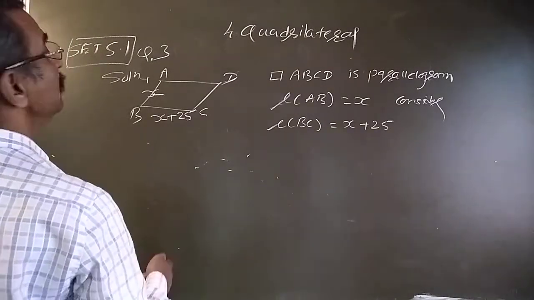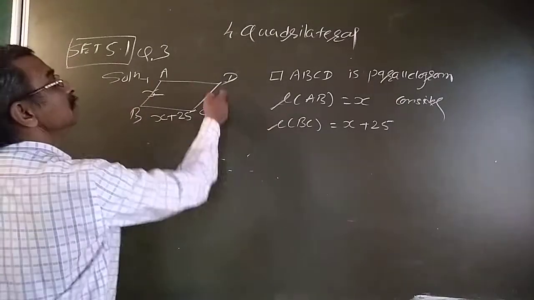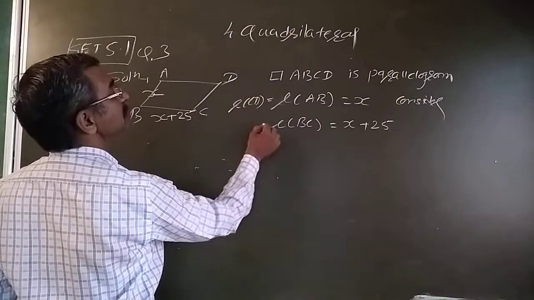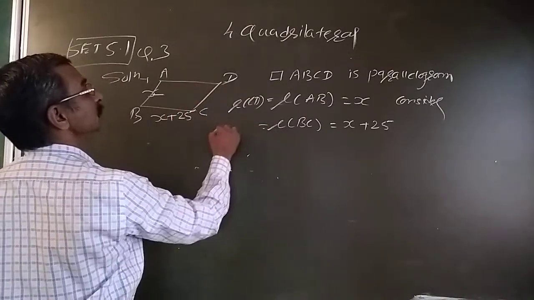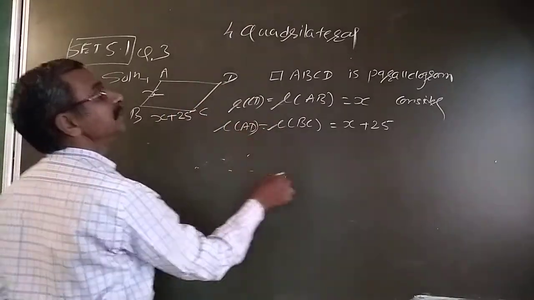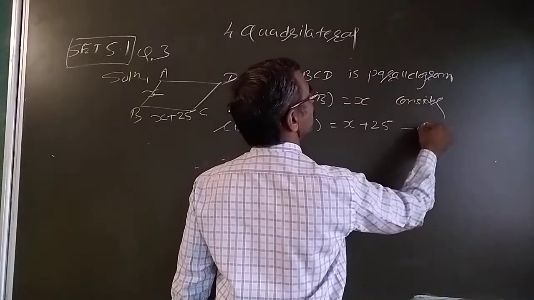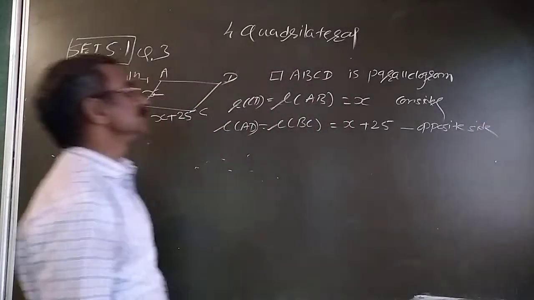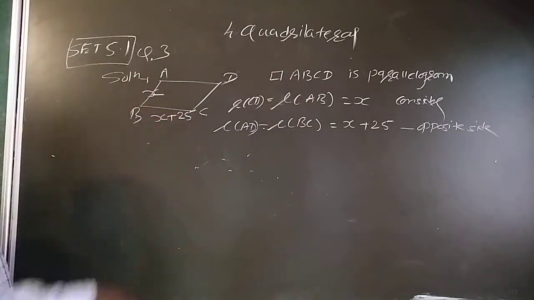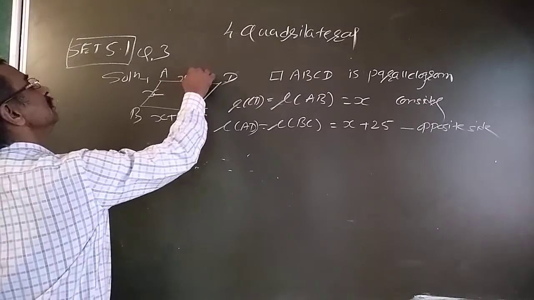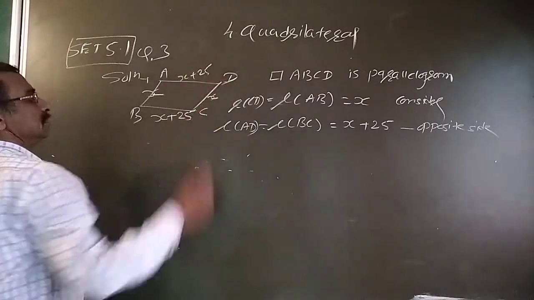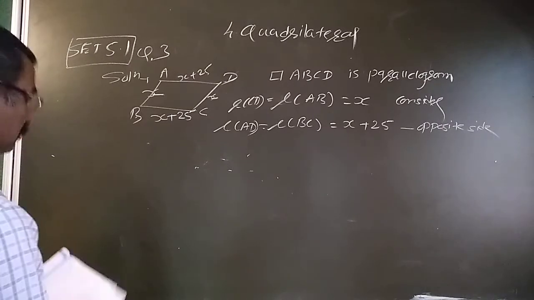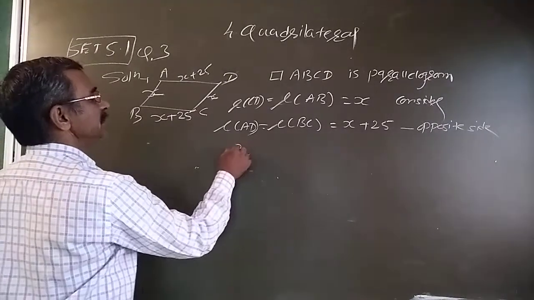Then length of AB is also equal to the length of CD, and length of BC is equal to length of AD. What is the reason? Because they are opposite sides. Therefore, the opposite sides of a parallelogram are equal in length. So its lengths are like this. We fill them here.